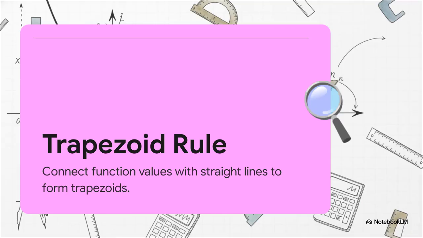Next up, we have the trapezoid rule. This is our better method. Instead of flat tops like rectangles, we connect the dots. We take the function's value at the start and end of each interval and draw a straight sloped line between them. This creates a trapezoid. And as you can imagine, that slanted top usually hugs the actual curve a lot more closely.